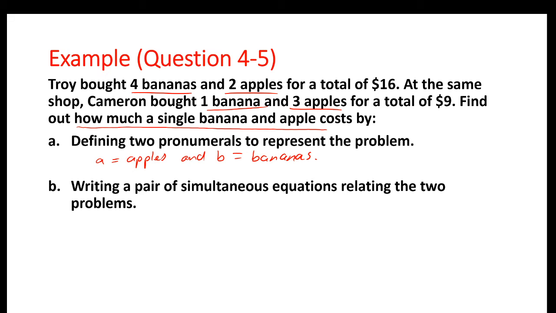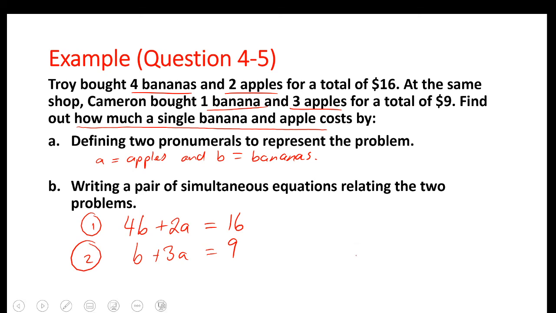All right, next we are going to write a pair of simultaneous equations relating the two problems. Okay, 4 bananas and 2 apples for a total of $16. So if I have 4 bananas and I add 2 apples, they should be equal to $16. There's my first equation. It's that simple. My second equation is 1 banana, which I can just represent with 1b, plus 3 apples, and that is equal to $9. Have a look at that. I've already got my 2 equations ready to go.